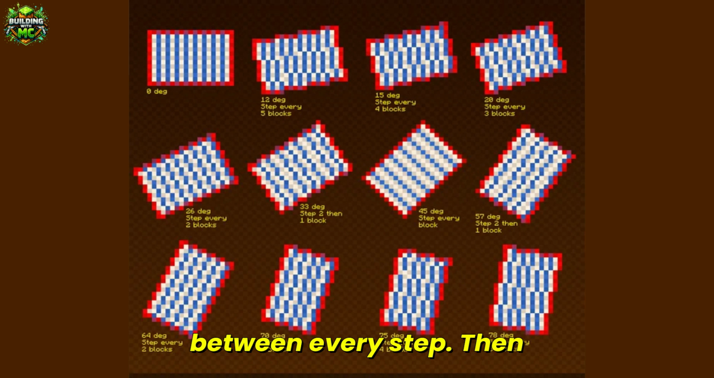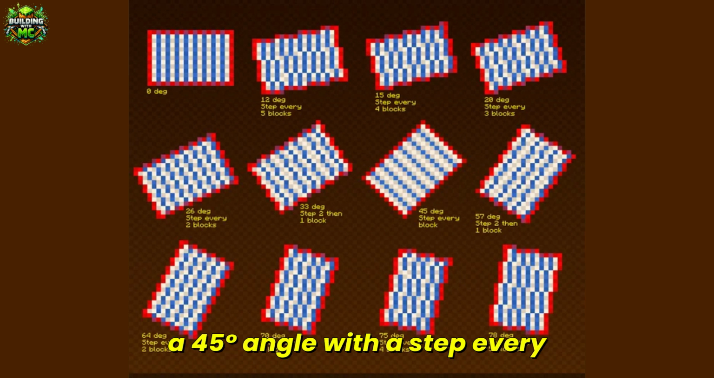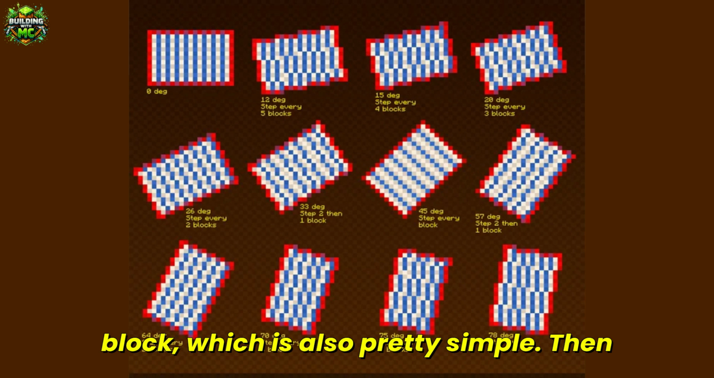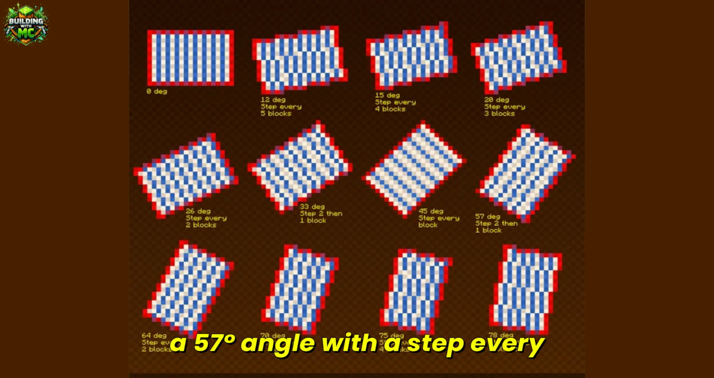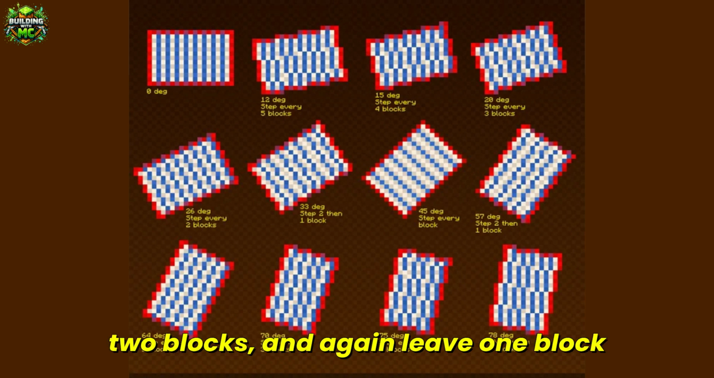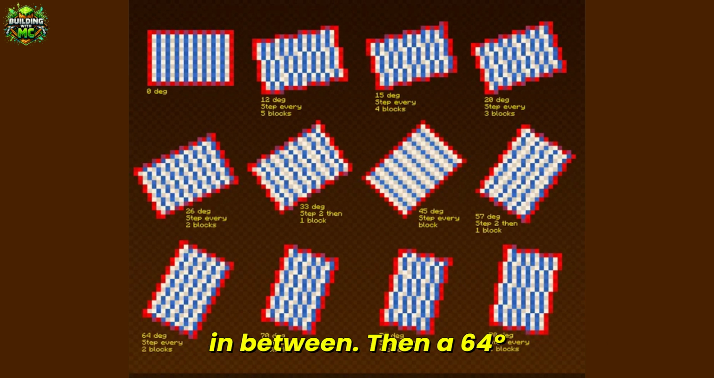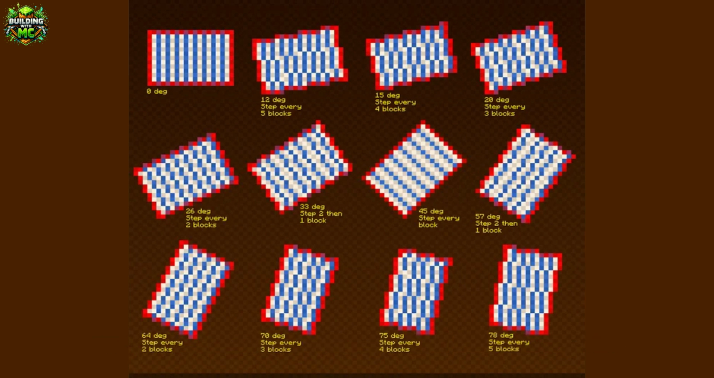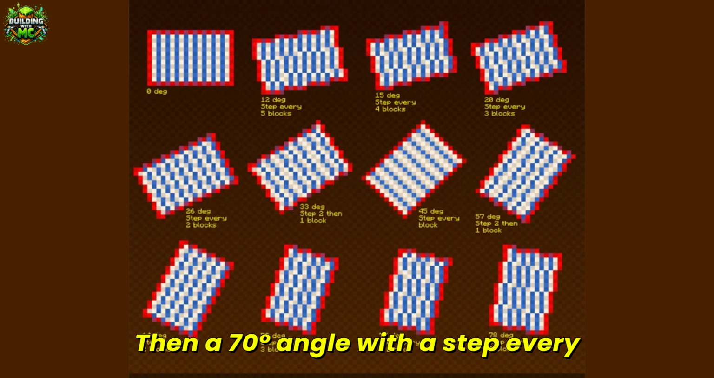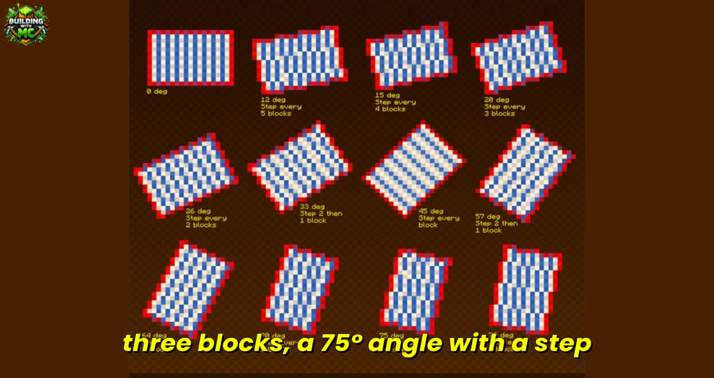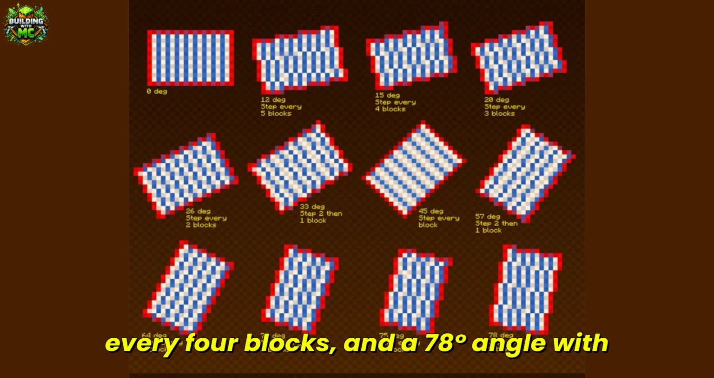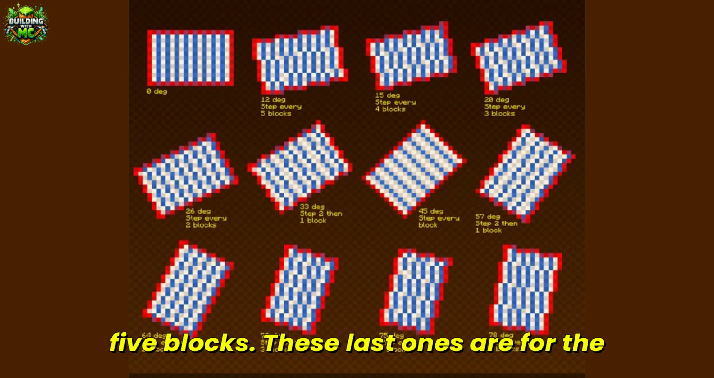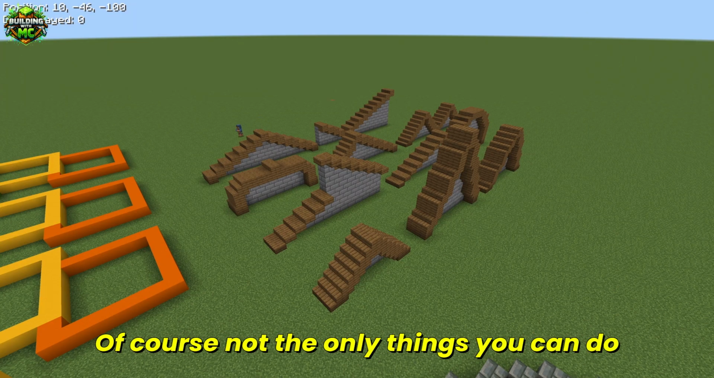Then a 45-degree angle with a step every block, which is also pretty simple. Then a 57-degree angle with a step every 2 blocks, and again leave 1 block in between. Then a 64-degree angle with a step every 2 blocks again. Then a 70-degree angle with a step every 3 blocks. A 75-degree angle with a step every 4 blocks. And a 78-degree angle with 5 blocks. These last ones are for the more challenging people. Of course, not the only things you can do to make your builds more interesting.